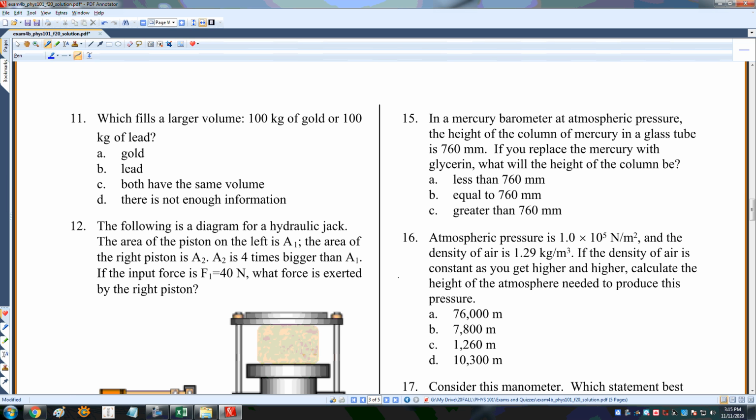For number 10, which fills a larger volume, 100 kilograms of gold or 100 kilograms of lead? All right, well, you want to know which one has the less density, and so the one with less density is the lead. That's on your equation sheet, has the lower density, and because it has a lower density, it just takes up more space, right? Density is mass over volume, so volume is mass over density. If this goes down, this goes up.